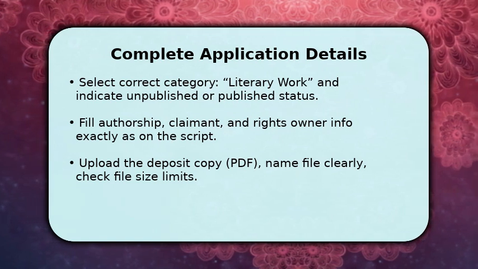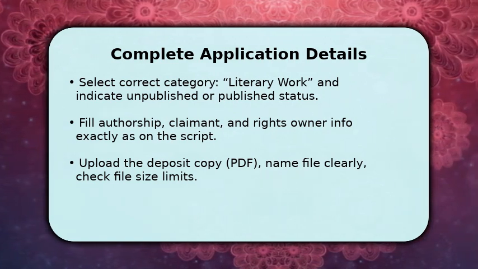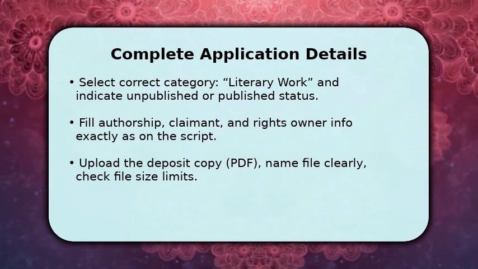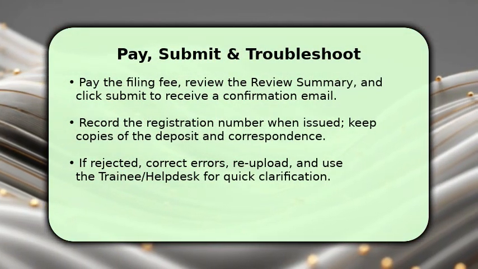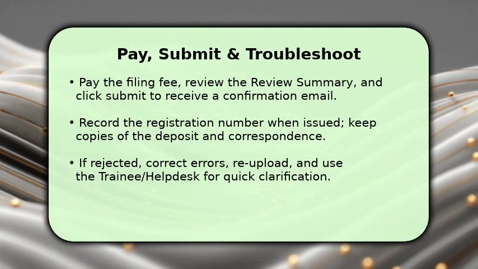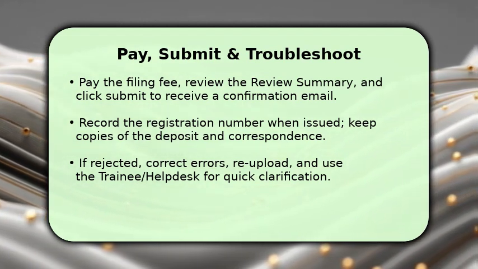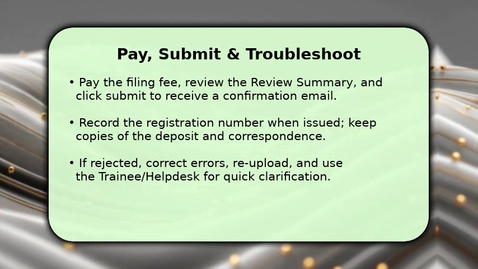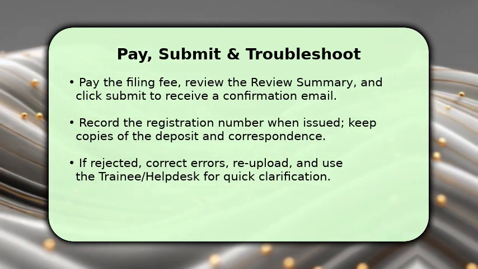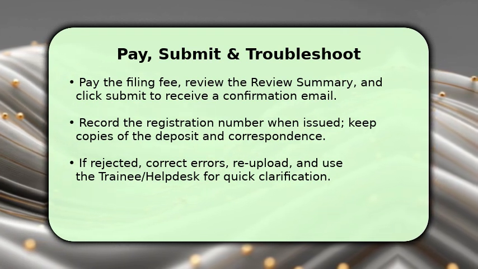Once uploaded, review every entry carefully, because inconsistencies may slow processing or trigger refusals. Finish by paying the fee and using the review summary to confirm all entries. Once you submit, you'll get an email, receipt, and later a registration number. You should immediately save copies of the deposited PDF and all correspondence. These protect you if disputes arise.